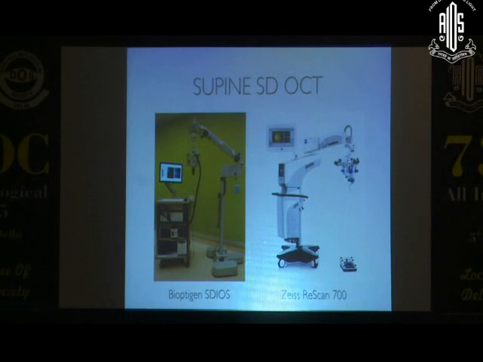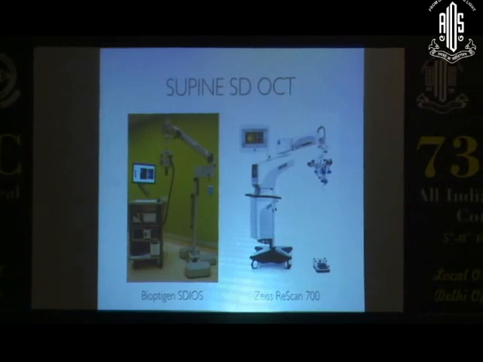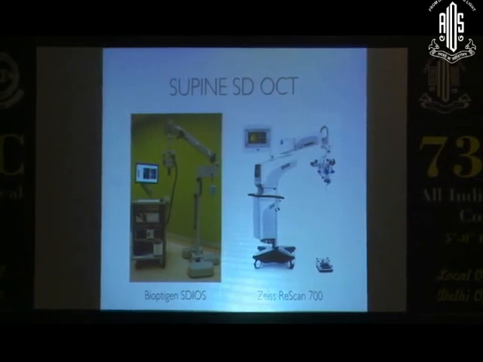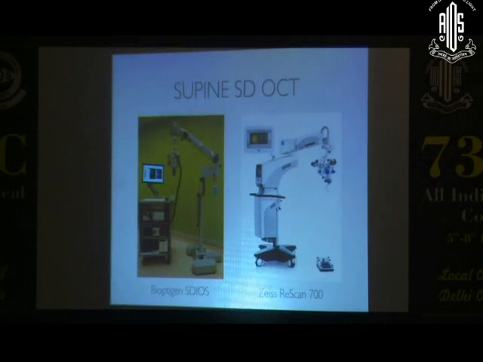So the two main instruments that I have used in this presentation are the Bioptigen SD iOS and the Zeiss Rescan. The Bioptigen is an OCT that has been designed to be used in a patient who's lying down, whereas the Zeiss Rescan is an OCT that is incorporated within the microscope. Both of these are expensive machines, and we were lucky to have the Bioptigen SD iOS from a grant, and we had the Zeiss Rescan only for a few days, during which we got a few nice images.